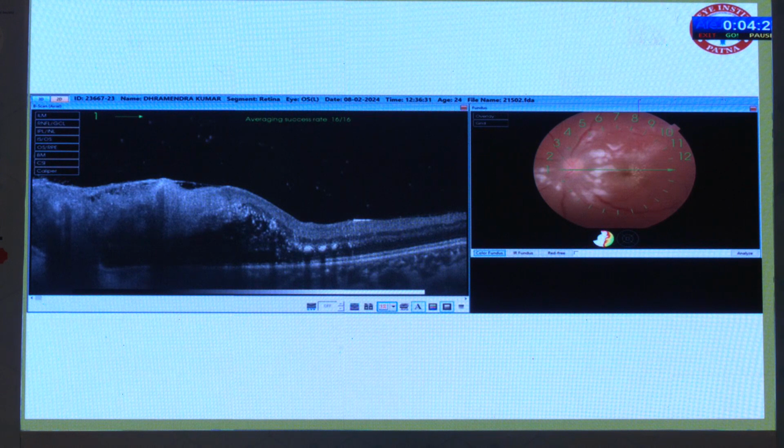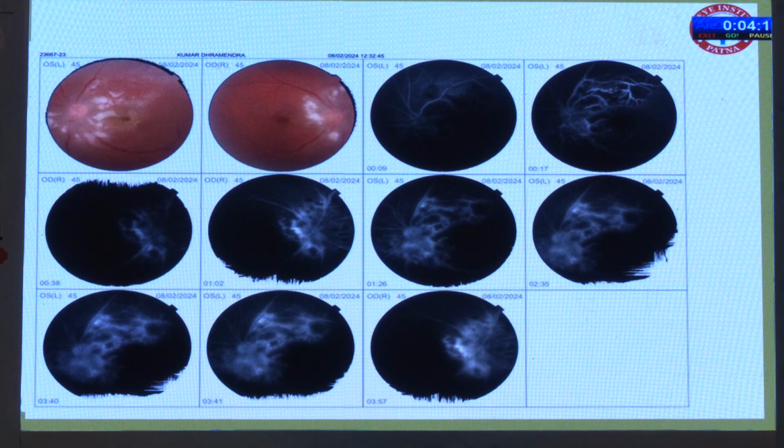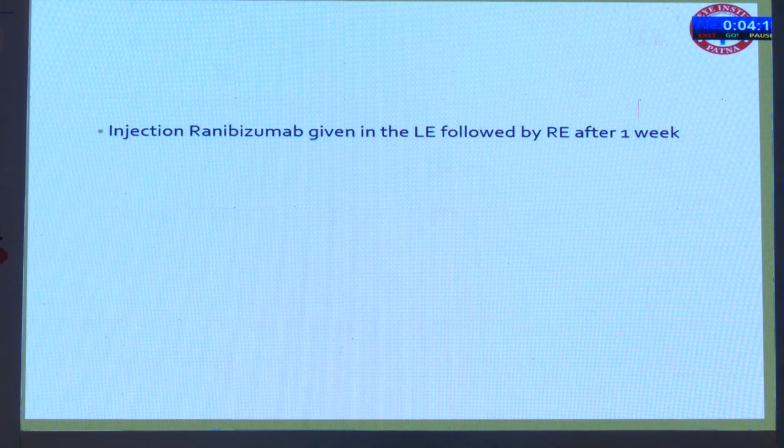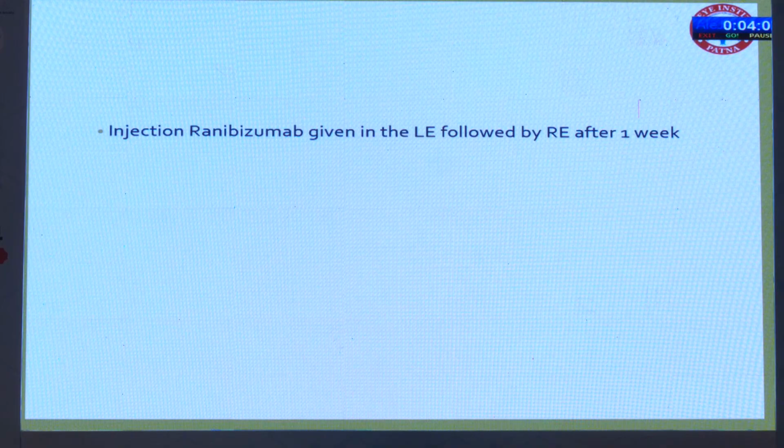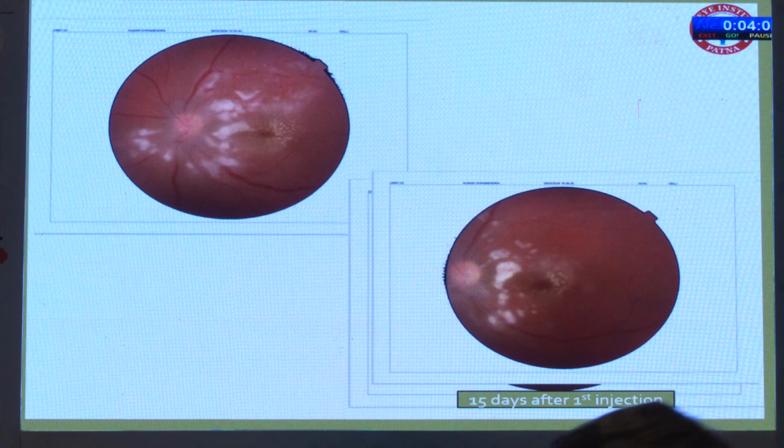And this was the OCT image of the left eye. On FFA, you can see that the hyperfluorescence had increased, and there were CNP areas also along the arcades and the peripapillary area. So at this point, I decided to give anti-VEGF injections, and I started with ranibizumab given in the left eye, followed by the right eye after a week.